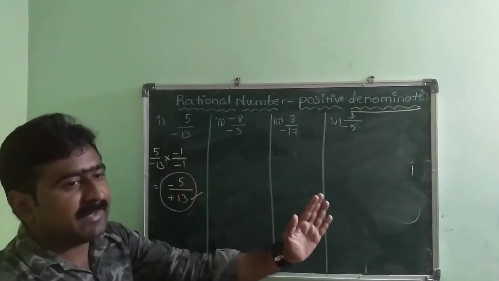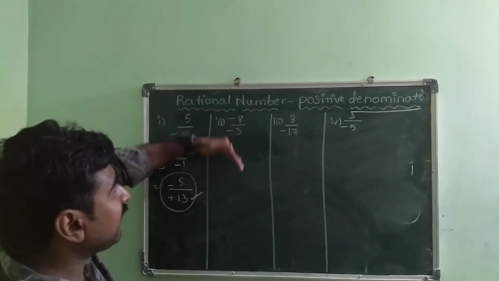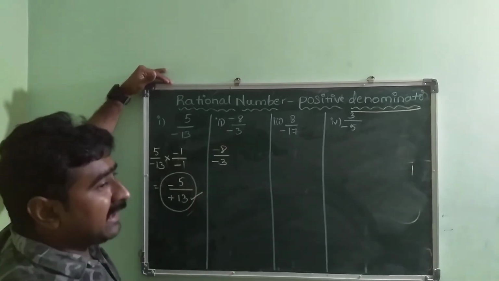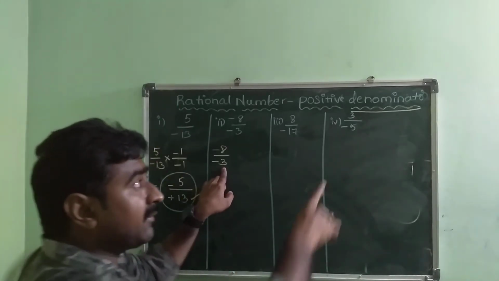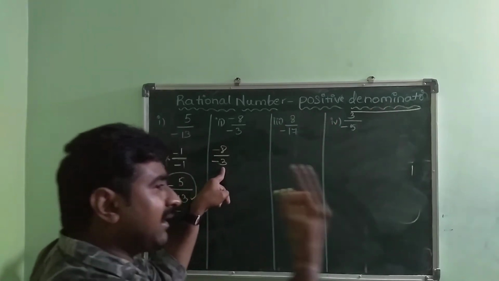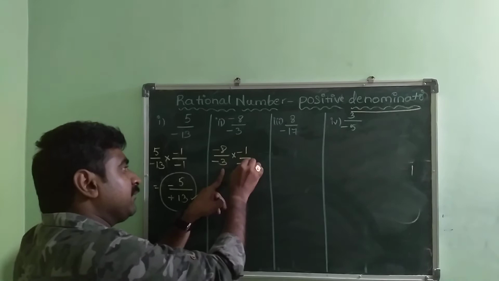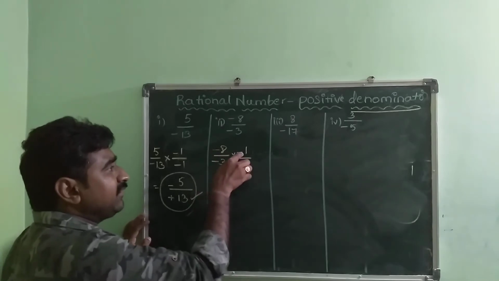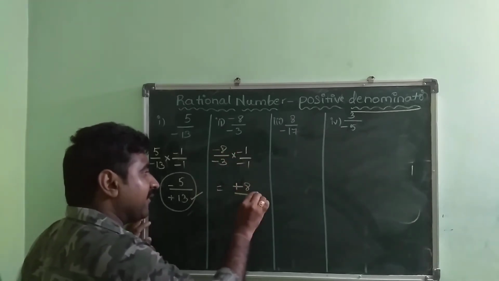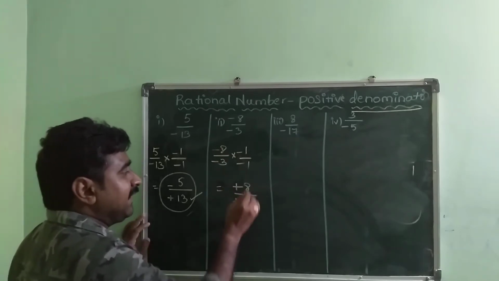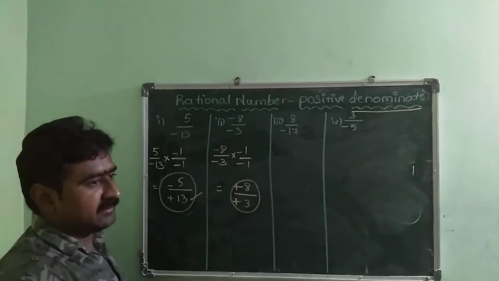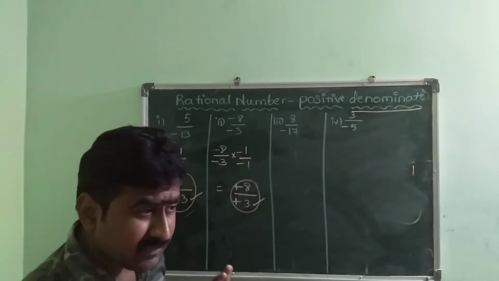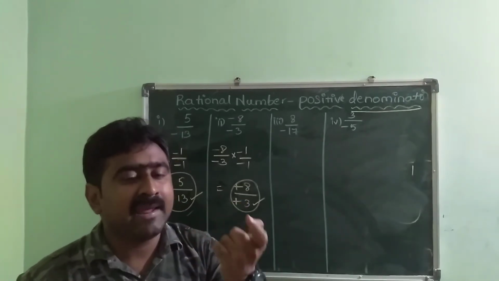The same procedure for the remaining rational numbers also. What is the second rational number? Minus 8 by minus 3. Again, the denominator is negative, but our target is that the denominator should be positive. Again, we have to multiply and divide with minus 1. Minus into minus plus, 8 into 1, 8, divided by minus into minus plus, 3 into 1, 3. So 8 by 3 is the answer. In that, 3 is the positive value, so it has a positive denominator. Is it clear or not? Simply we have to multiply and divide with minus 1.